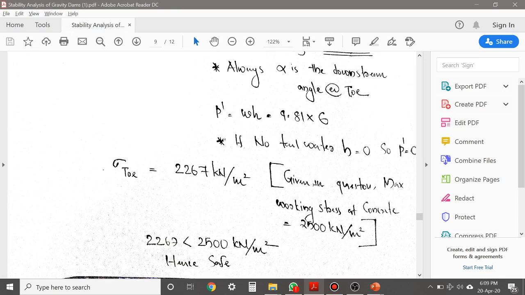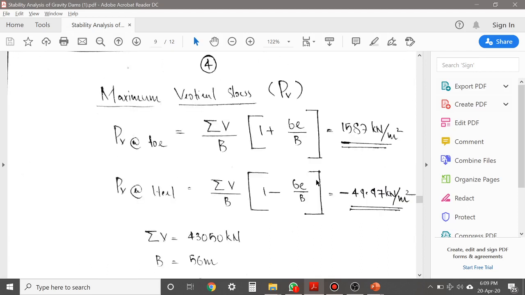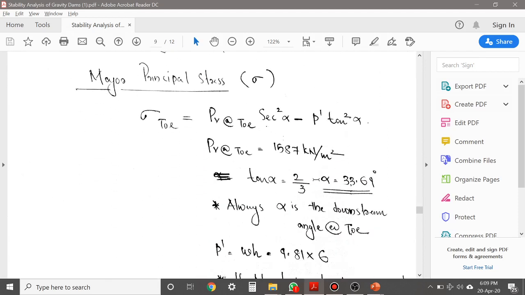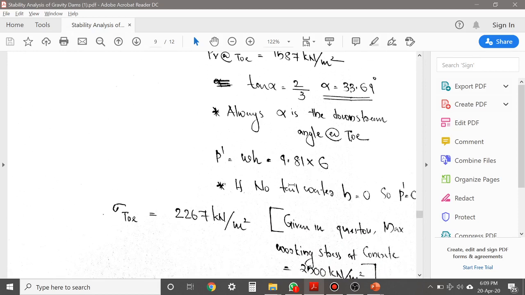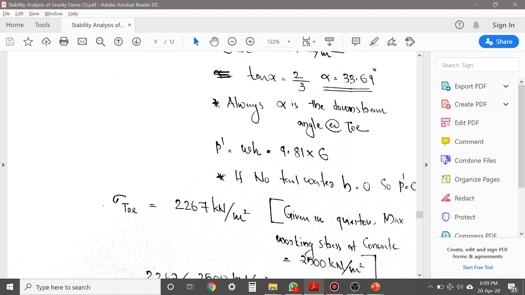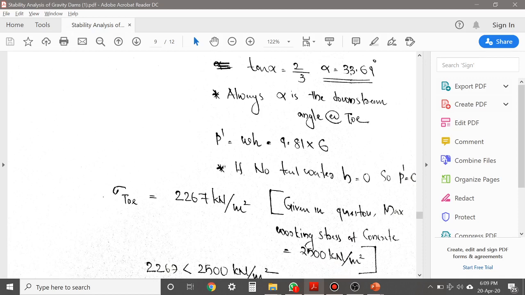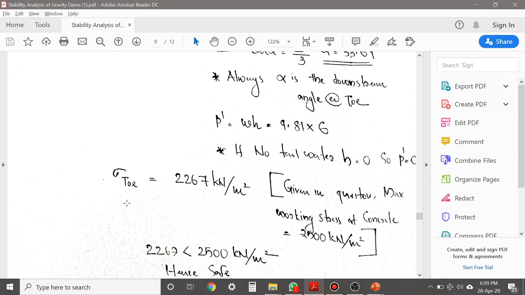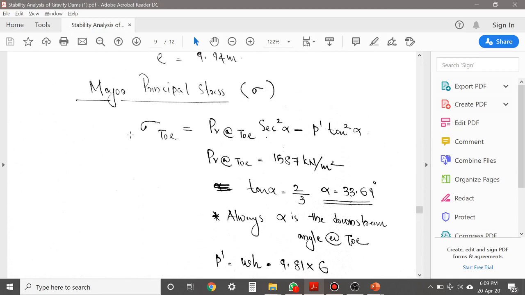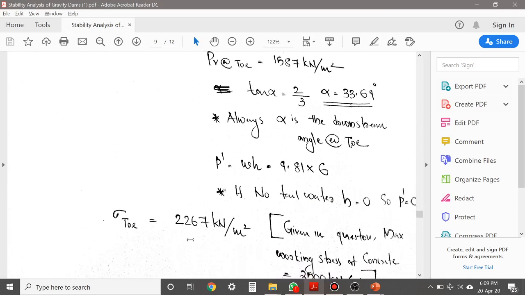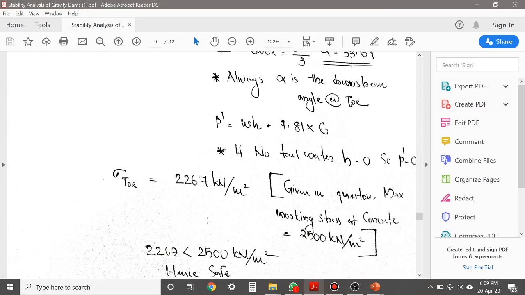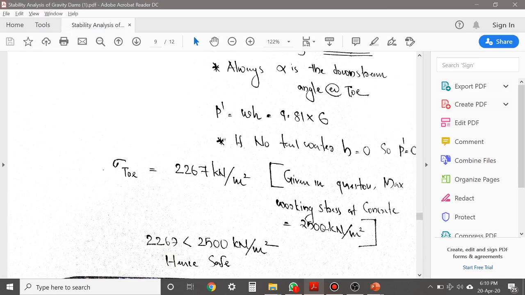But you refer to the question. In your question, the maximum working stress of concrete was given as 2500 kilonewton per m square. Since we obtained the major principal stress sigma value here as 2267, which is less than 2500, hence it is a safe condition.